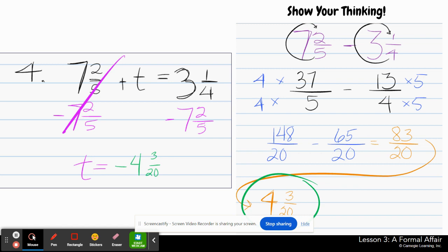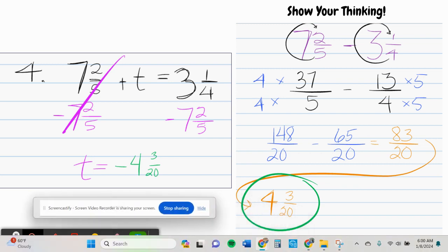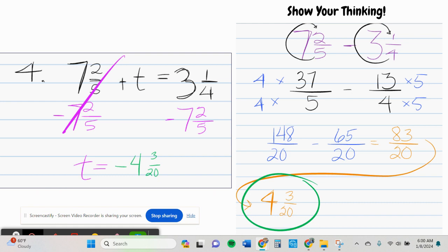And lastly, number 4, here is one way, and in a second I'll show you a second way. I subtracted 7 and 2/5 from both sides, and there is my work. I first had to make those fractions improper. I then had to find a common denominator, which was 20. The way that I got to 20 was multiplying 5 by 4, so I also have to multiply 37 by 4. The way that I got to 20 on the right was multiplying 4 times 5, so I also have to multiply 13 times 5. Once you have common denominators, then you can subtract. I subtracted, I got 83 over 20, and then I simplified and got 4 and 3/20.